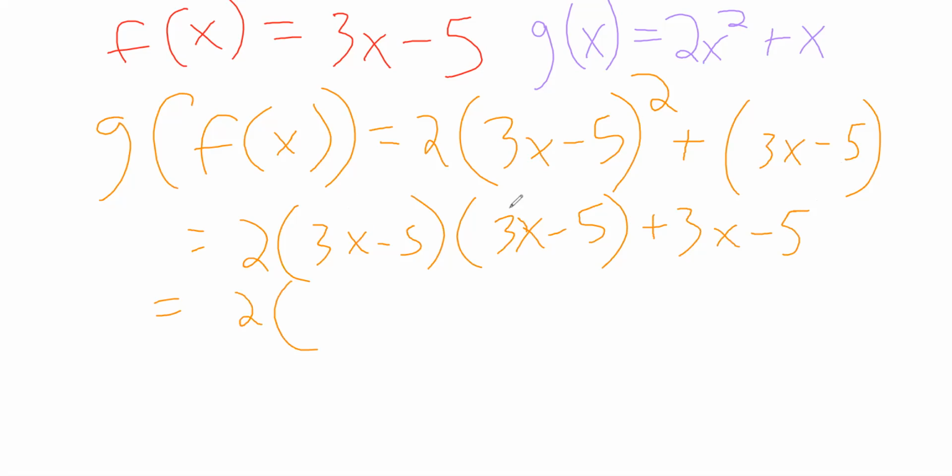It's going to be 3x times 3x, which is going to be 9x squared. 3x times negative 5, minus 15x. Minus yet another 15x. Negative 5 times negative 5 becomes plus 25. And then we still had all this 3x minus 5 business.